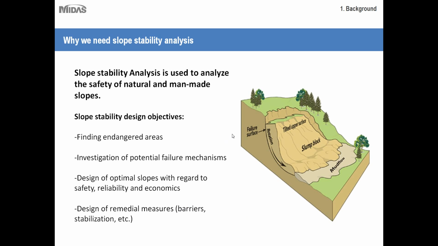So sometimes certain slopes might not be able to be stable on their own. So certain support structures might be needed. For example, tiebacks or soil nails can be included, also geogrids, and I'll show you a couple of examples in the upcoming slides of remedial measures that can be used to stabilize your slope.